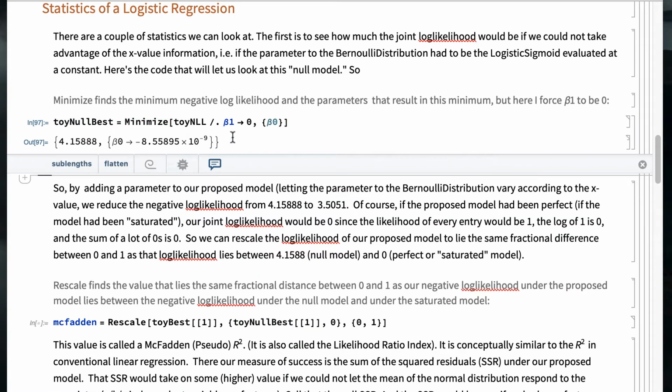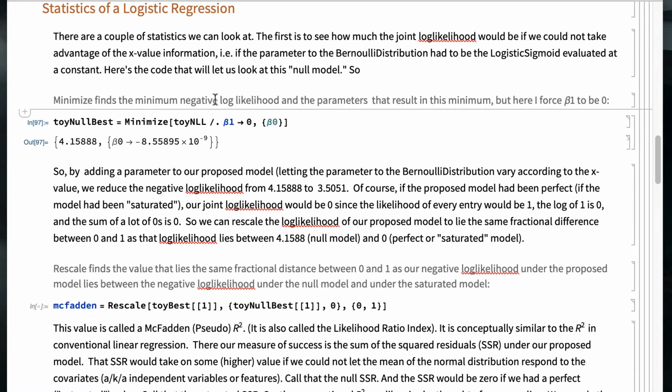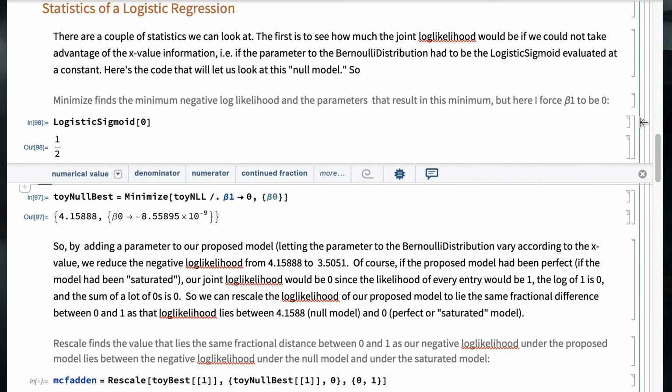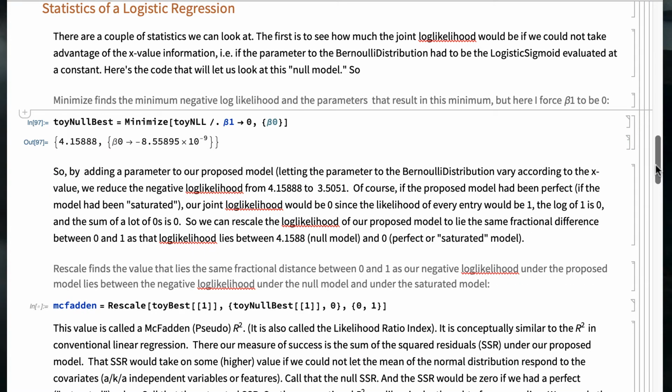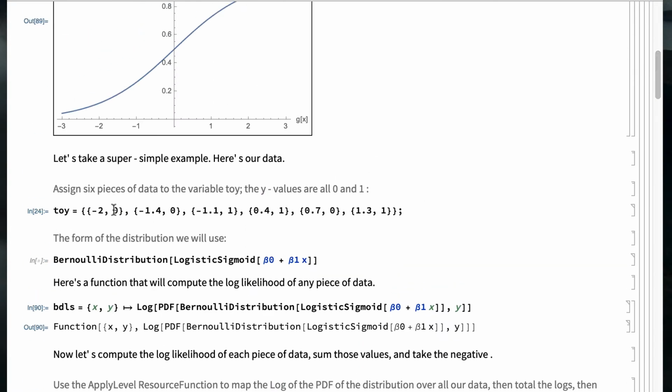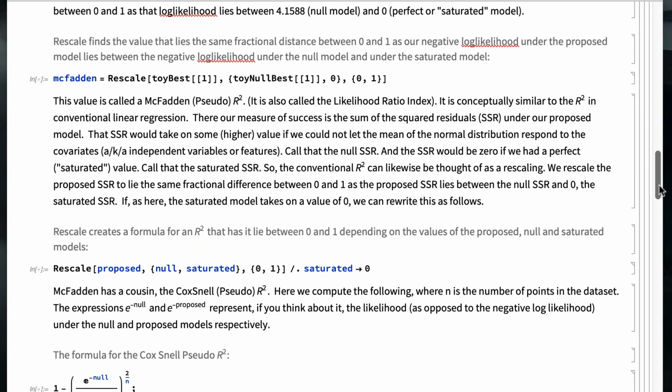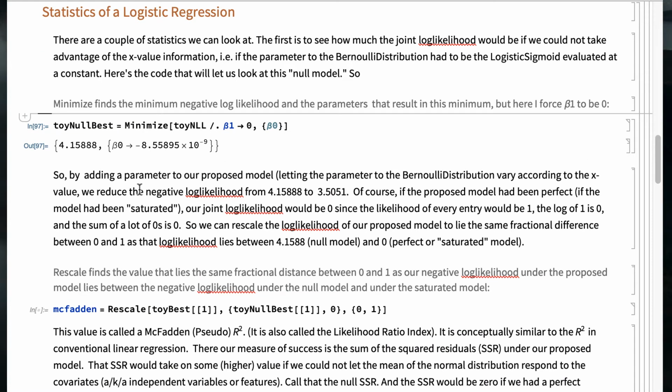Okay, so it turns out we do best when beta 0 is just about 0. And by the way, the logistic sigmoid of 0 is 1/2. And as it happens, if you look at the toy data, here's 1, 0, 2 zeros, 3 zeros. So they're half zeros. Therefore, it's no coincidence that you might as well guess in the middle, because the data is half zeros and half ones. Okay. All right, so what happened here?